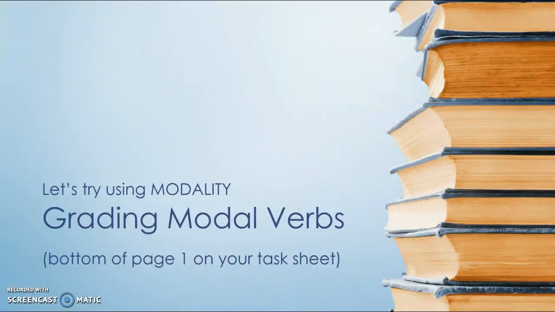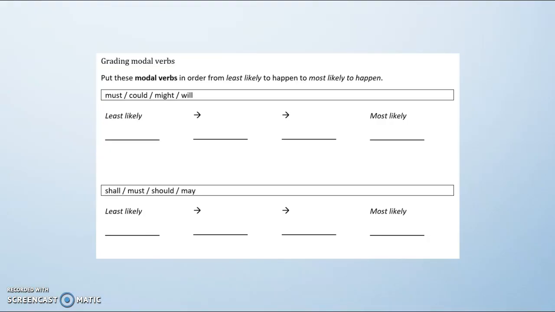Let's try an activity to learn about how we use modality. Look at the bottom of page 1 of your task sheet. In this activity, you will be grading modal verbs. That means you will put them in order from least likely to happen to most likely. If you're not sure, you can use a dictionary or another resource to help you. There's also a hint at the very bottom. It can help to try these words in a sentence and see how strong the meaning becomes.